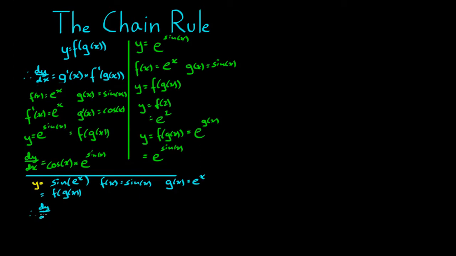Therefore, dy dx is equal to, well, first we go just to the left and we say f dash x is equal to cos of x, g dash x is equal to e to the x. So dy dx is equal to g dash x over here, e to the x, multiplied by f dash g of x. So it's the f dash x function, which is cos of something, but instead of just writing x here, which would be wrong, we need to plug in the g of x function. So that's up here, times cos e to the x. So we have the derivative of this function.